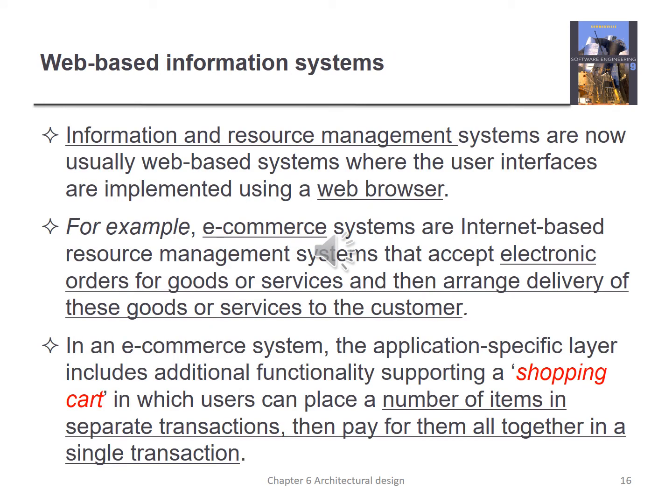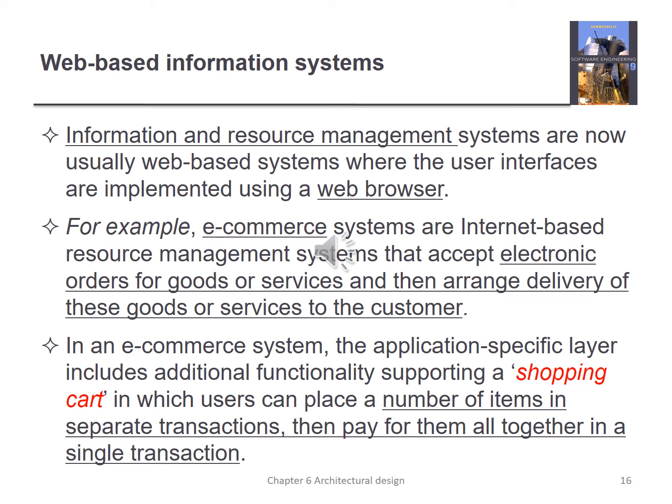Well, let's look at the e-commerce system. It's a web-based information system. Information and resource management systems are now usually web-based systems where the user interface is implemented with the browser. So the browser represents the user interface, the view. For example, an e-commerce system is an internet-based resource management system that accepts electronic orders, taken from the view, the browser, for goods or services, and then arranges delivery of these goods or services to the customer. So take the parameters and then arrange the time of delivery.